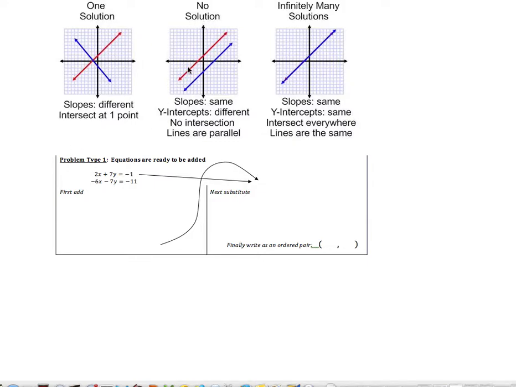So if we have parallel lines, they have the same slope, but they have different y-intercepts. They are never going to cross ever, ever, ever. So there is no solution. So there's no coordinate point that makes both of these true at the same time.